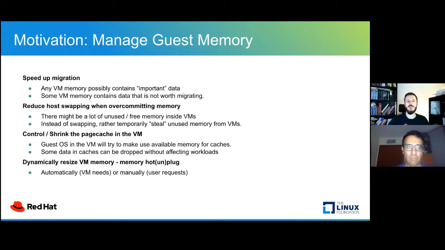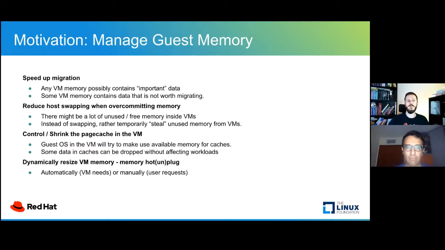The second item is that we often have overcommitment of memory and we want to avoid host swapping by any means. That means whenever our hypervisor is running out of memory, instead of going to swap, we much rather want to temporarily steal unused memory from virtual machines. Because in practice, it happens quite often that some virtual machines have quite some unused or free memory lying around that we can use instead of swapping.